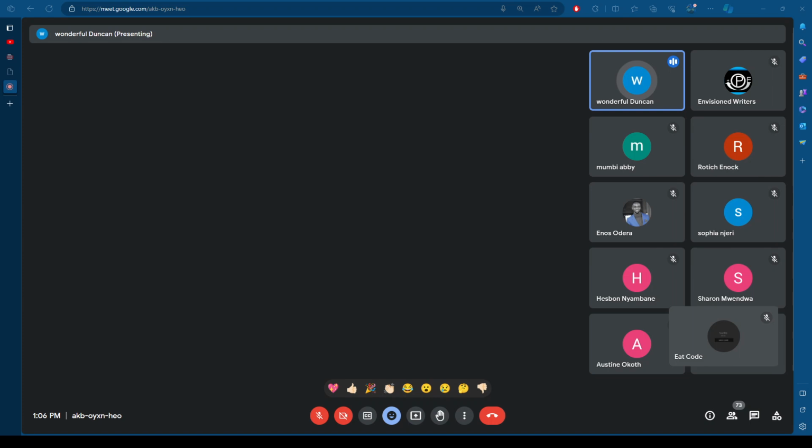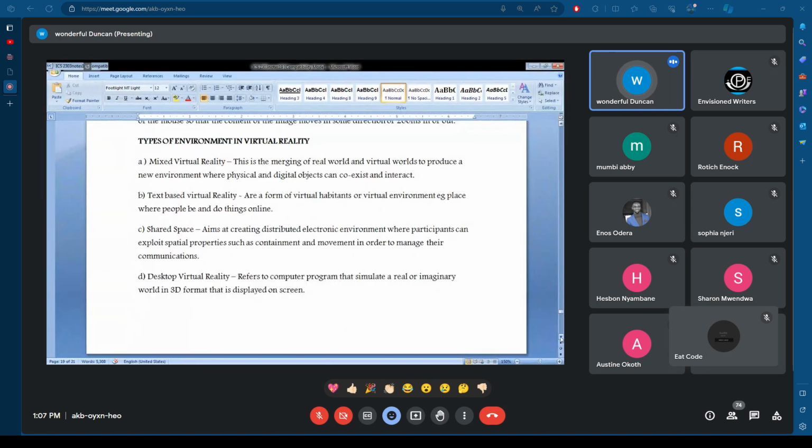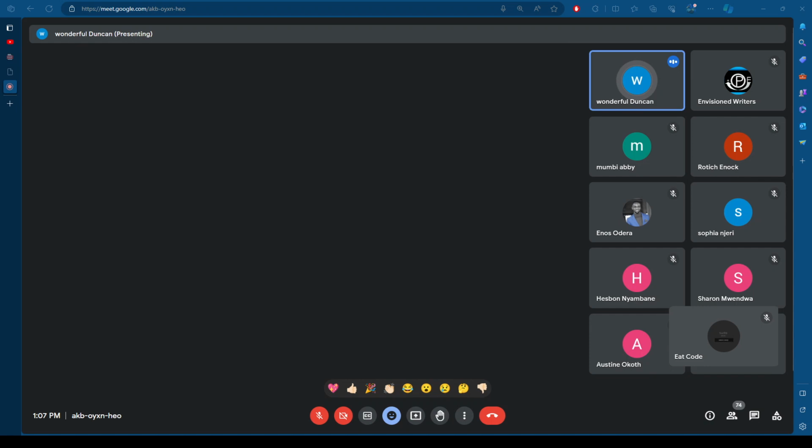The last one is desktop virtual reality. Hii ni kama venye you can have a computer program in your desktop. Ama hata kama ni in your desktop, because you have used the desktop machine, those machines that we find in the lab. Hiyo program itakusaidia you achieve what you want. So you can create that environment and you interact with that environment using your desktop machine.